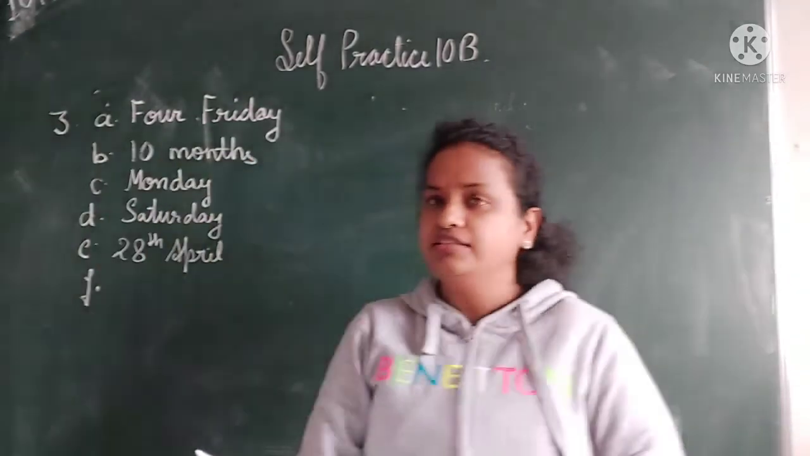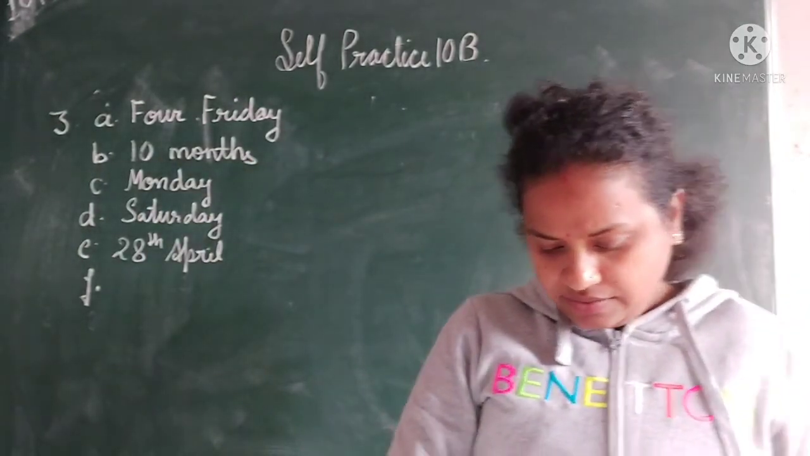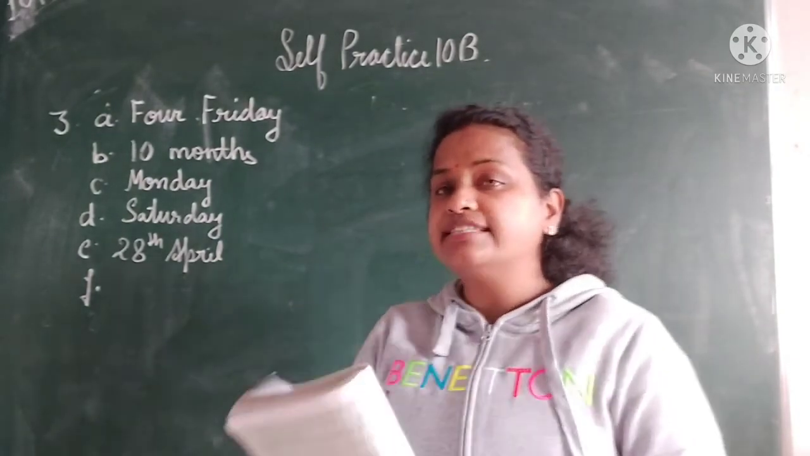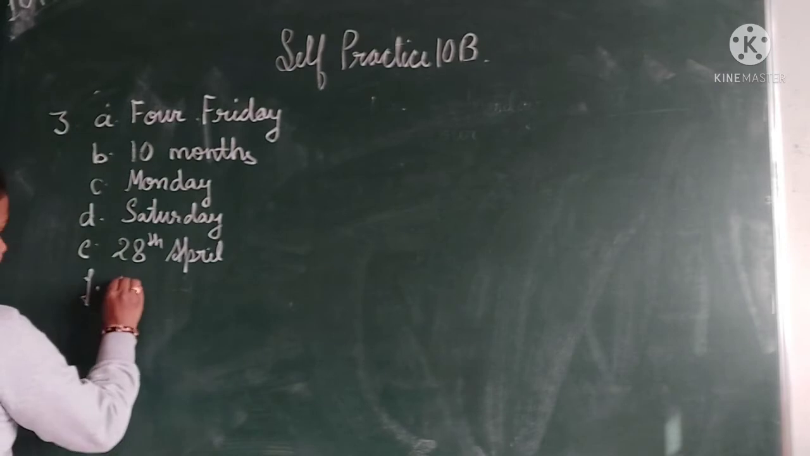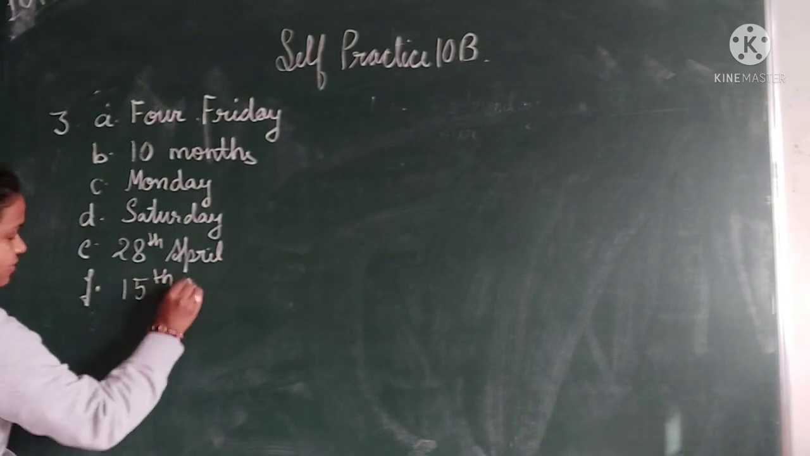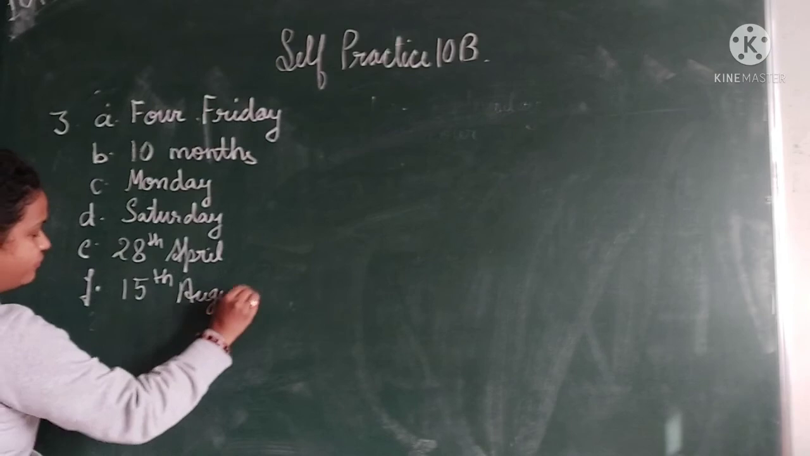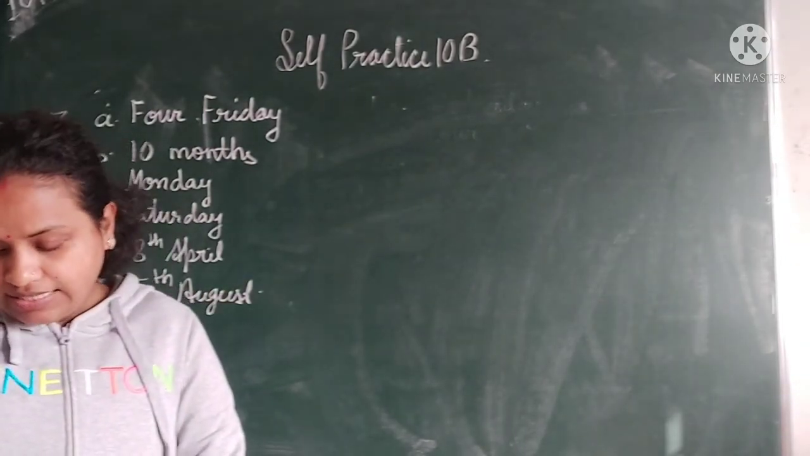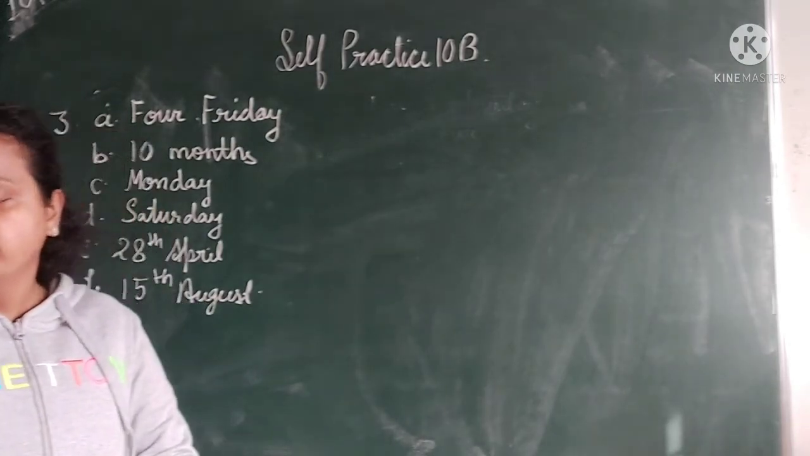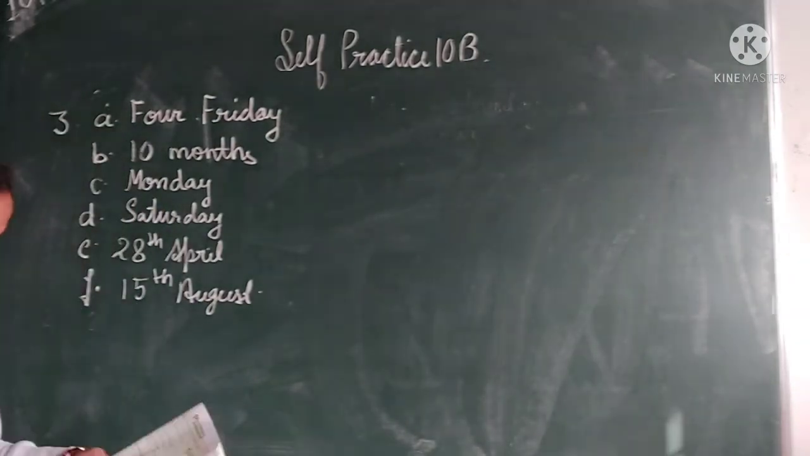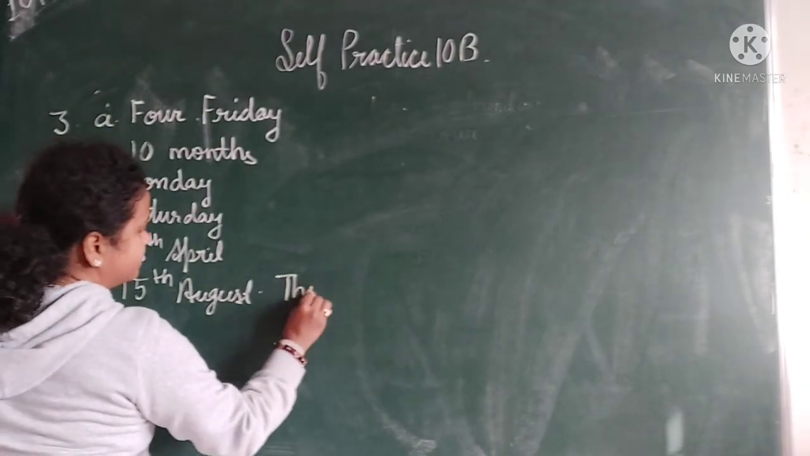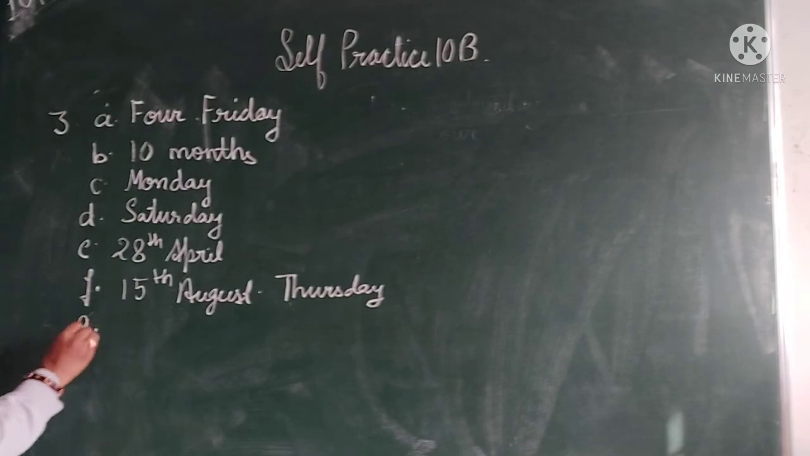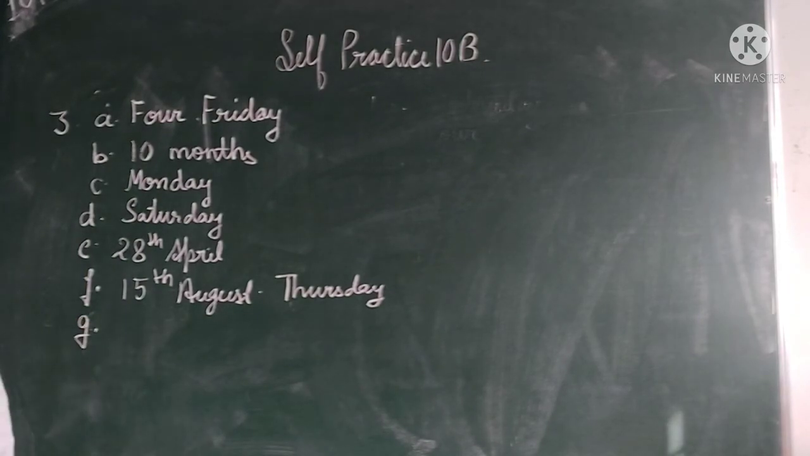Now see the F. On what day is the Independence Day in the year 2019? So when is that Independence Day? You write it here, 15th August. Now check the calendar, when is 15th of August? That is Thursday. You should know both the things. Okay? 15th of August is on Thursday.